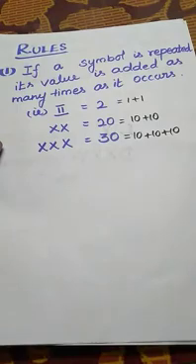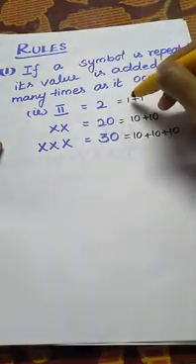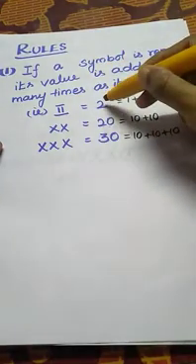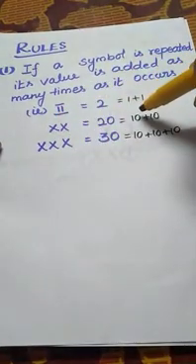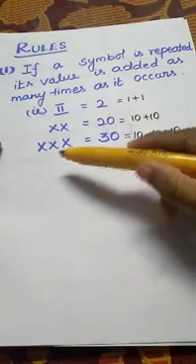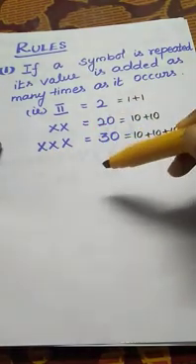The first rule is, if a symbol is repeated, its value is added as many times as it occurs. Double I means 1 used 2 times, so we add 1 plus 1, that is 2. Next is double X. For one X we have the value 10, so XX means 10 plus 10, 20. The next one is triple X. One X value is 10, so 10 plus 10 plus 10, that is 30.